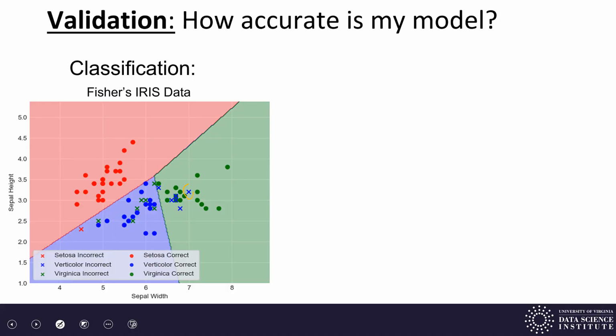So right here are data points that are actually Versicolor, but they're in the Virginica area, in the green area, and so we're representing those with an X because they are incorrect. And right here I've circled in gold a couple of green X's, so those are actually Virginica, but they're not in the Virginica area, so they're incorrect. And here's one, Setosa, that's incorrect.